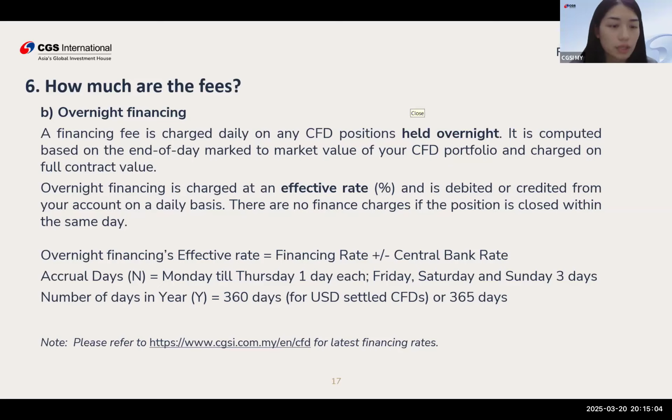The accrual days are one day each, while Friday is considered as 3 days to take into account Saturday and Sunday. The number of days in a year is 360 days for any USD settled CFD and 365 days for the rest. You can also refer to our website for the latest financing charges.